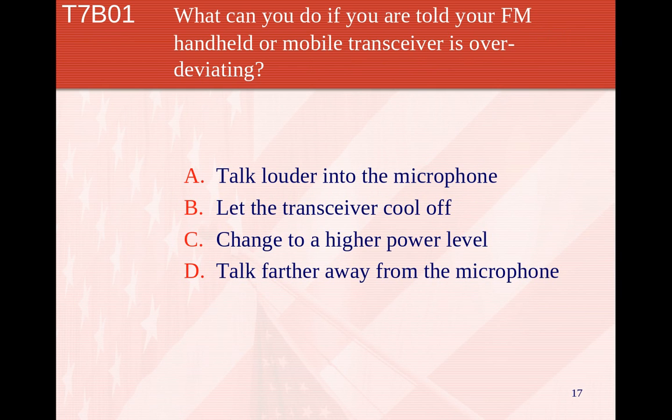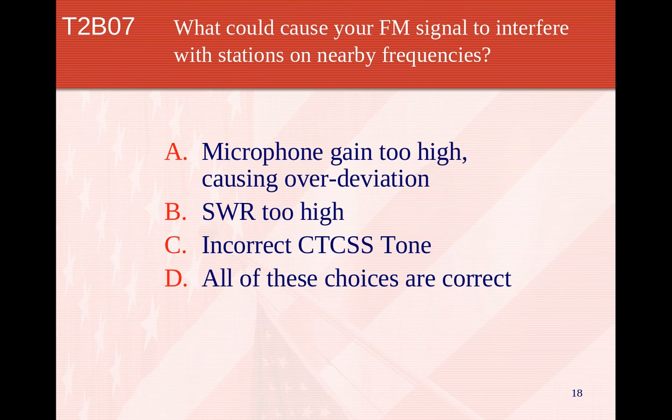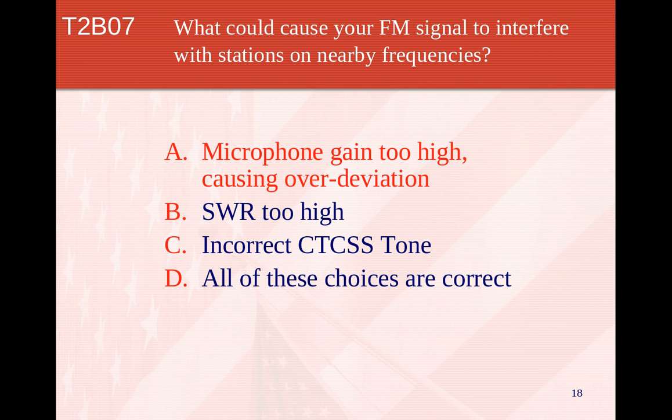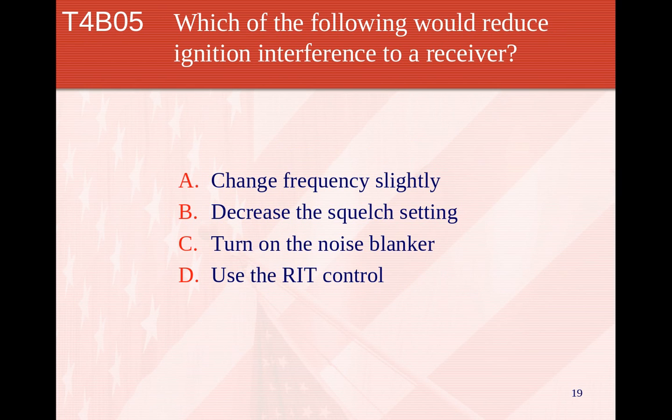What can you do if you are told your FM handheld or mobile transceiver is over-deviating? Talk farther away from the microphone. What could cause your FM signal to interfere with stations on a nearby frequency? Microphone gain too high causing over-deviation. Which of the following would reduce ignition interference to a receiver? Turn the noise blanker on.